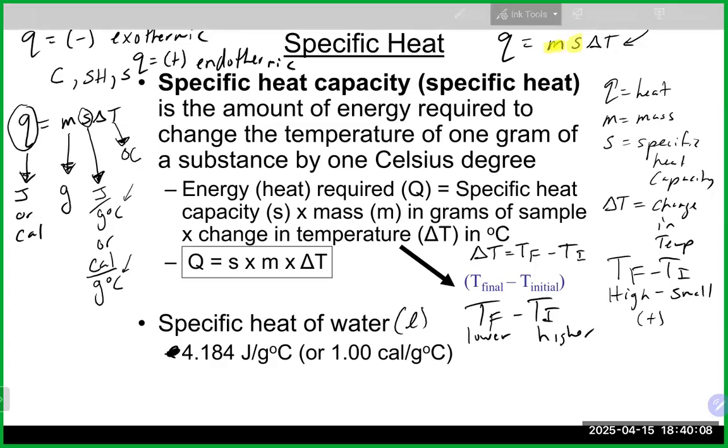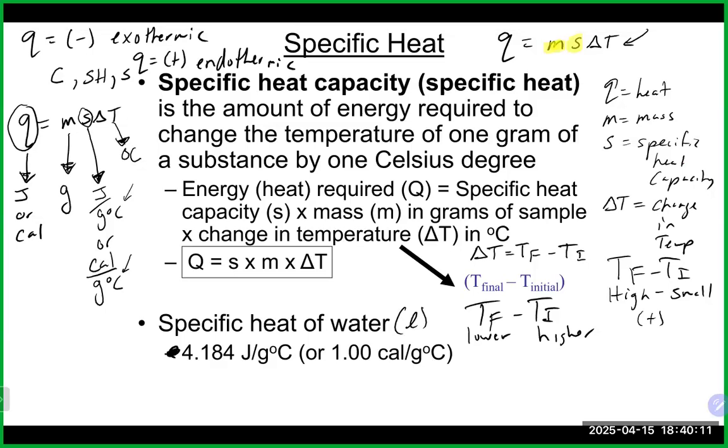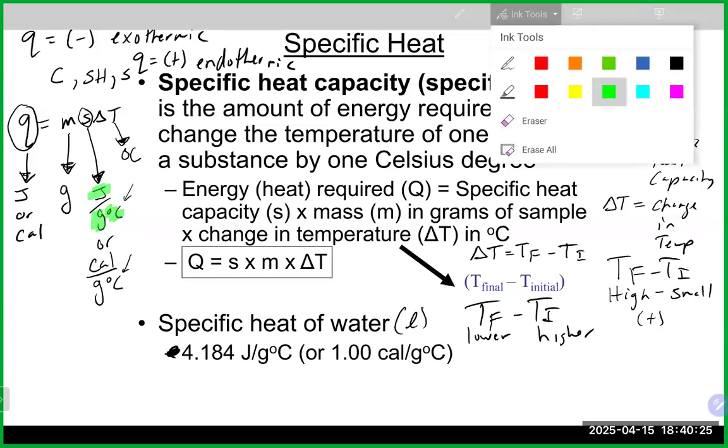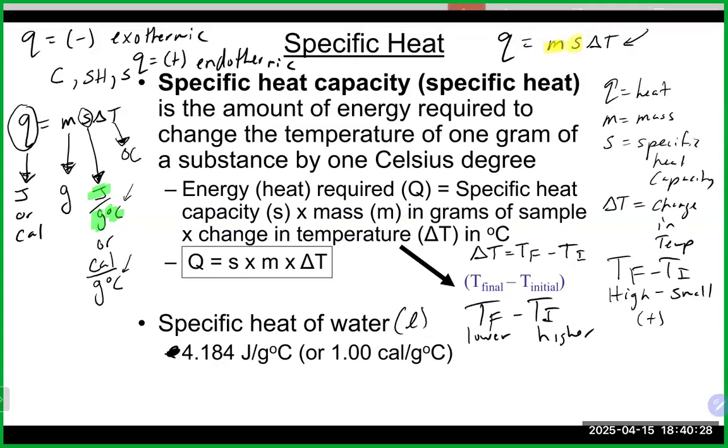That is the definition, by the way, of specific heat capacity. The definition, as I read it to you, is the amount of energy, joules, in 1 gram of a substance to raise it by 1 degree Celsius. So that is the definition and why it has all three of those units associated with it. Any questions on that there?